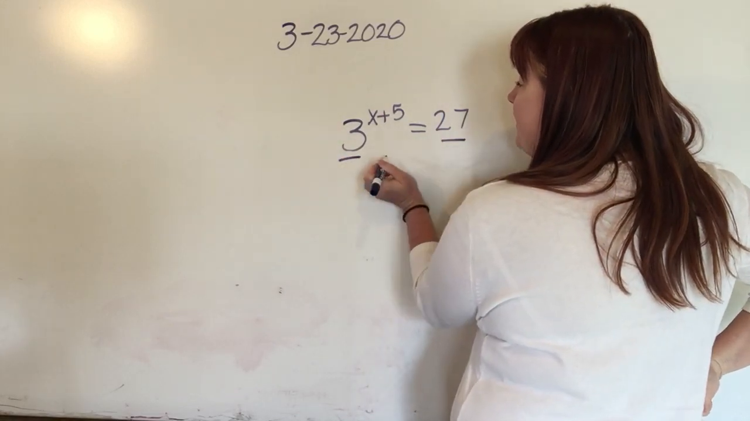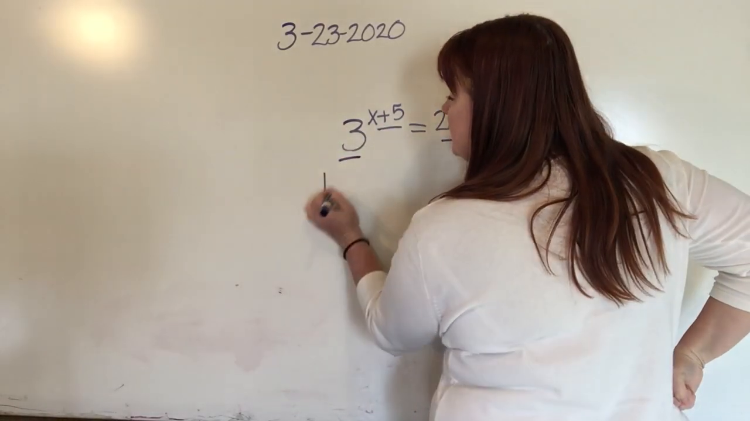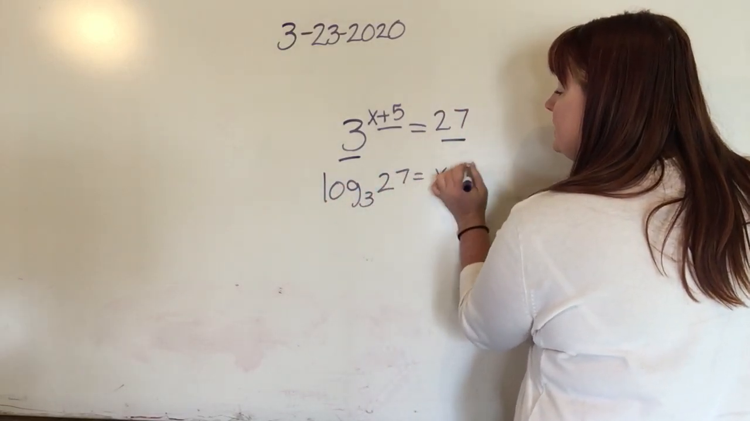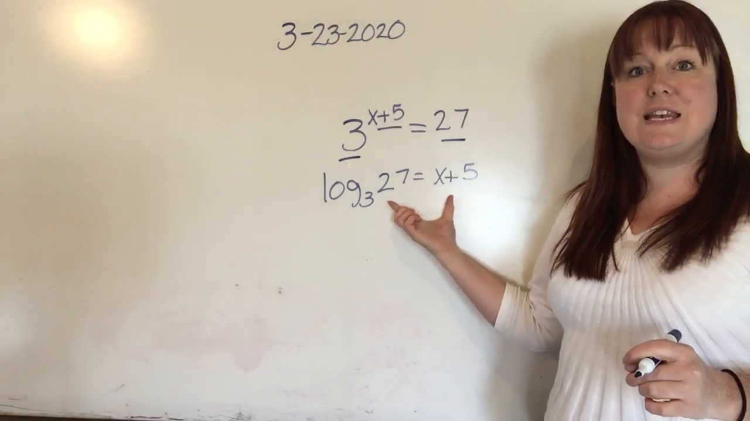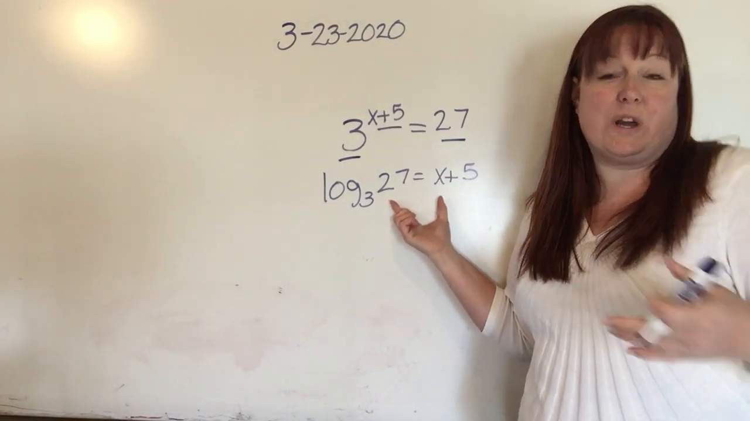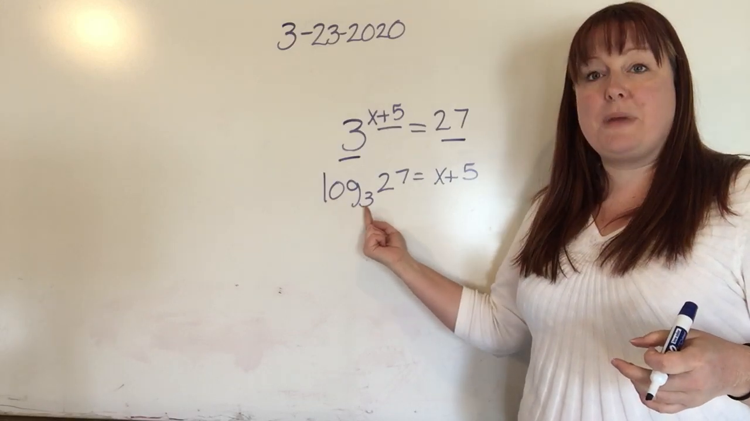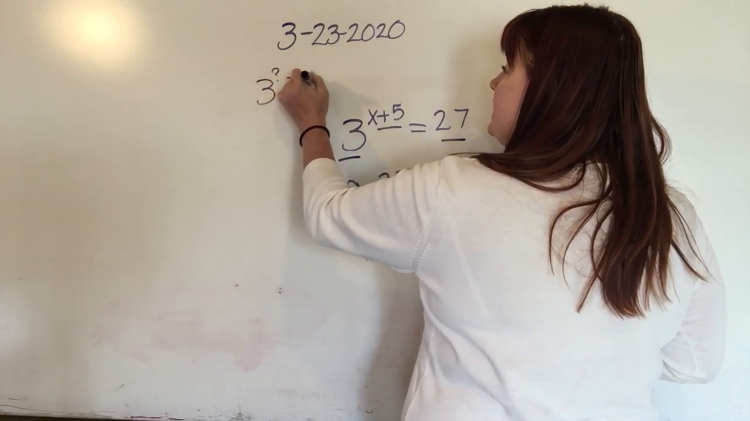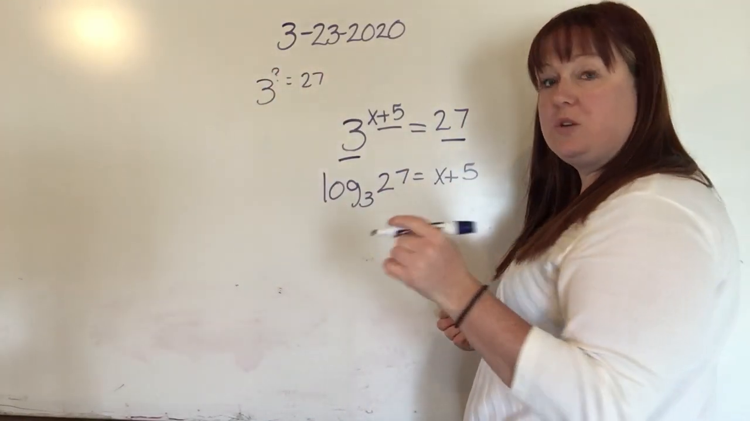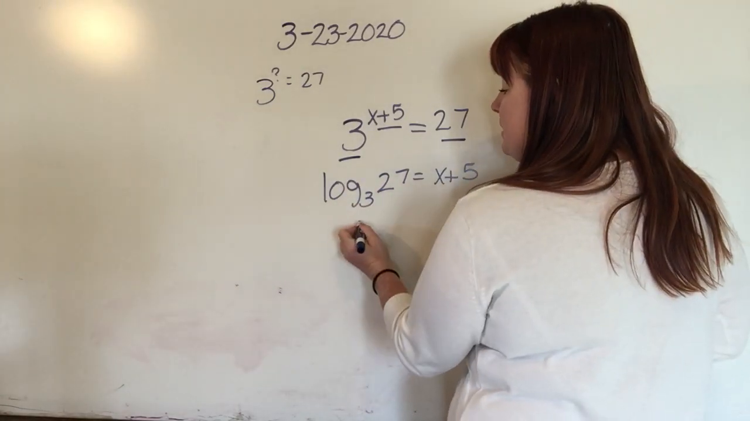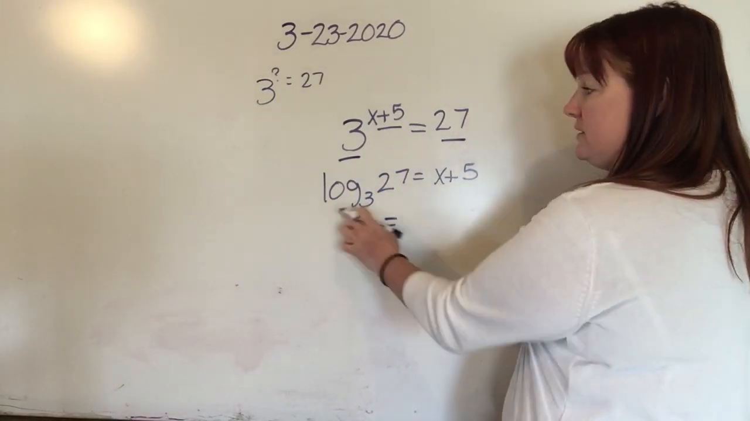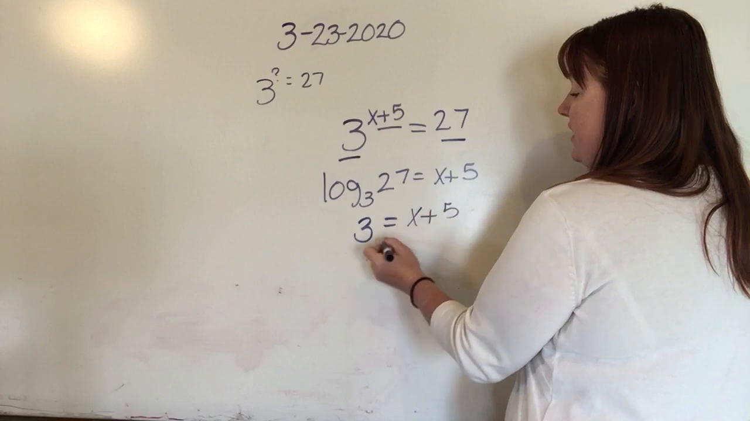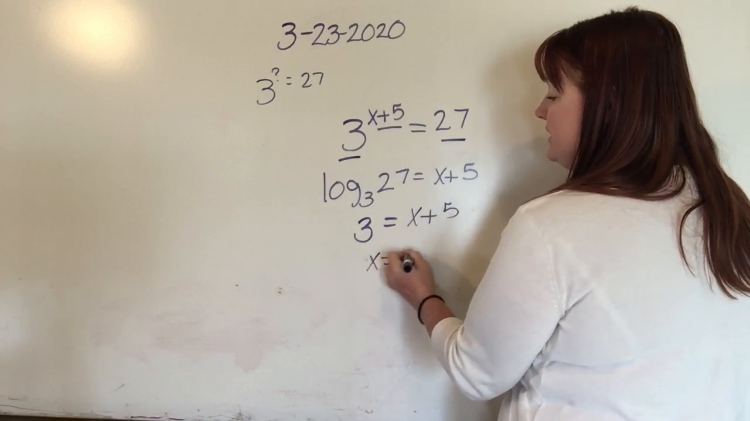I have a base, I have an argument, and I have an exponent. So this is log base 3 of the argument equals the exponent. Okay, so now I have this. Now, what can I get from here? What is log base 3 of 27? That means 3 to the what equals 27? Well, 3 cubed equals 27, right? So the answer to this would be 3, because log base 3 of 27 is 3, and then that's x plus 5. Then I can subtract 5 from both sides, and I get x equals -2.